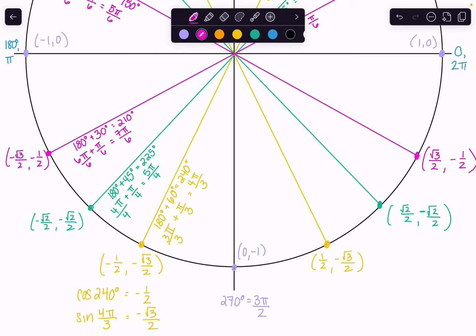Now I need to find each of these actual angles. So I'm going to start with the first one. From 2 pi, we have to go back 30 degrees. Or from 360, go back 30.